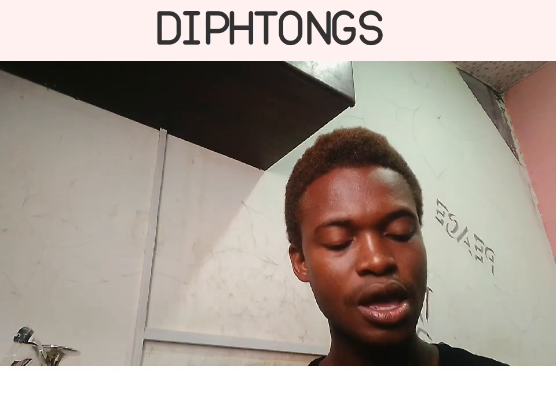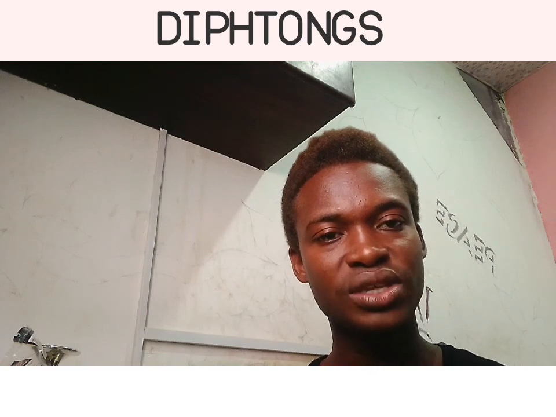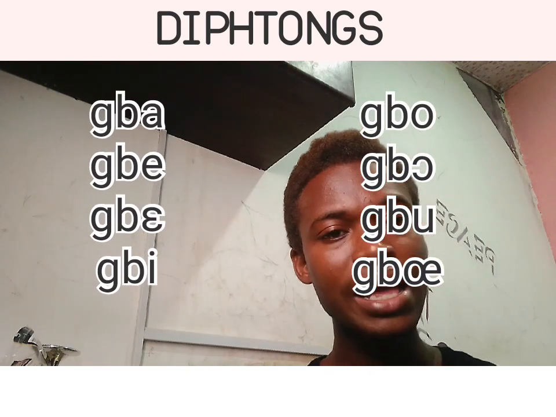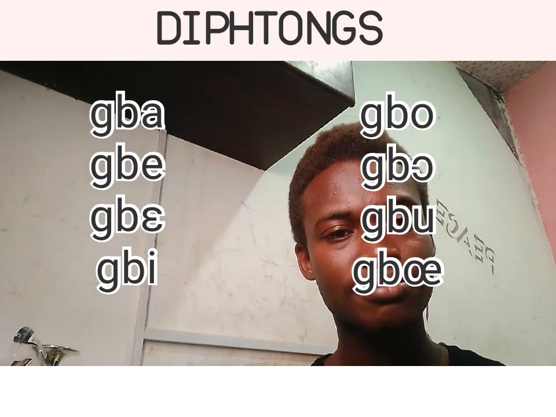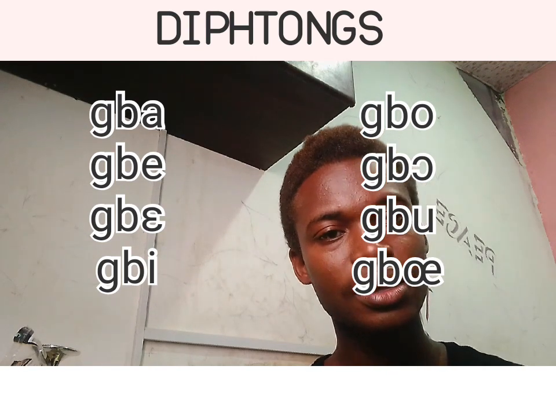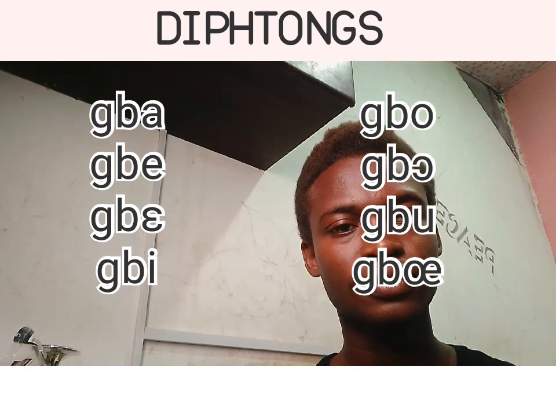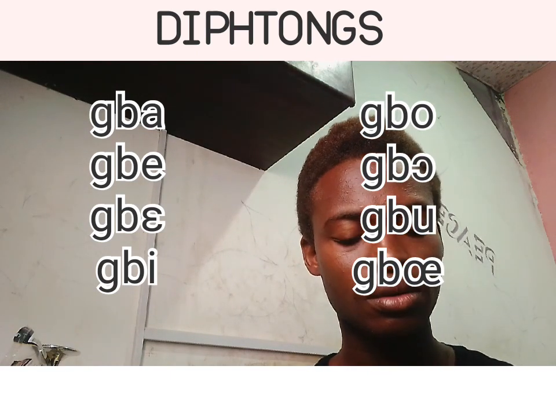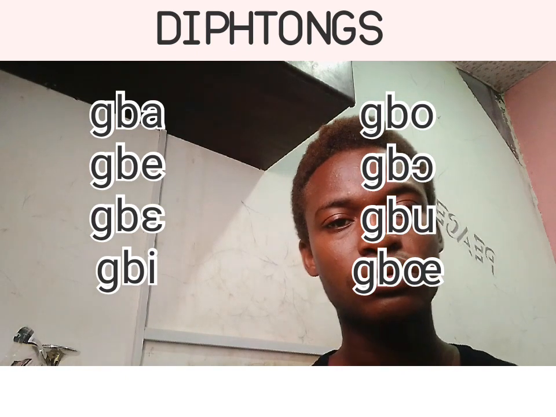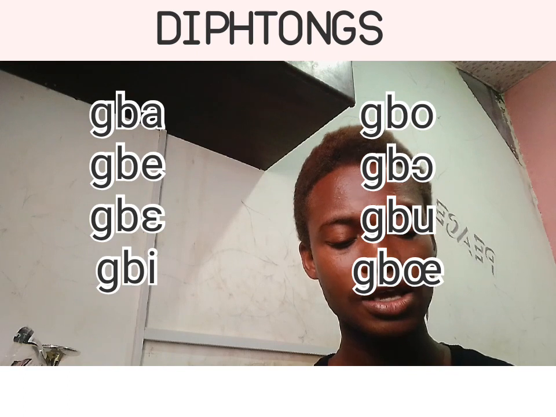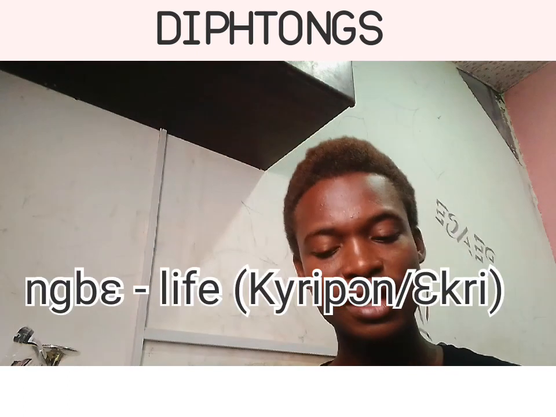So combining this diphthong B with the vowels, you have ba, be, bi, bo, bu. So let's take some examples. We have ingbe.